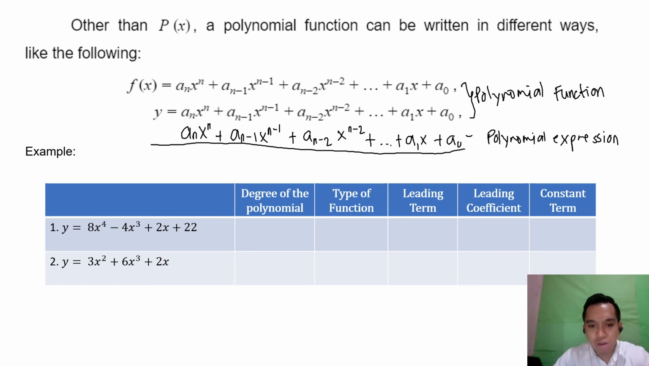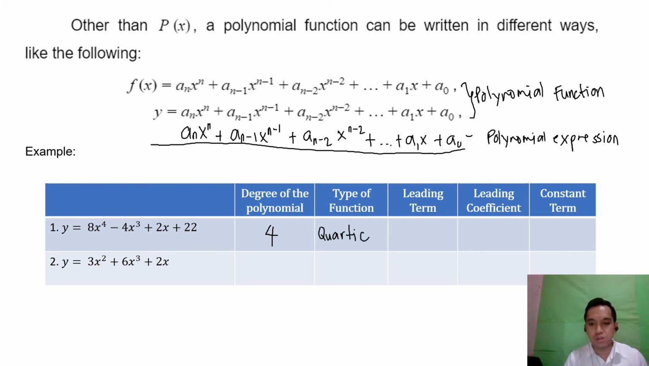So madali lang malaman kung ano yung degree ng ating polynomial. Yung pinakamalaki na exponent. So ano yung pinakamalaki na exponent dito? Yung 4. So yung ating degree ay 4. Then type of function. Quartic function siya. Okay? So quartic siya. Type of function natin ay quartic, kasi yung kanyang degree ay 4 eh.